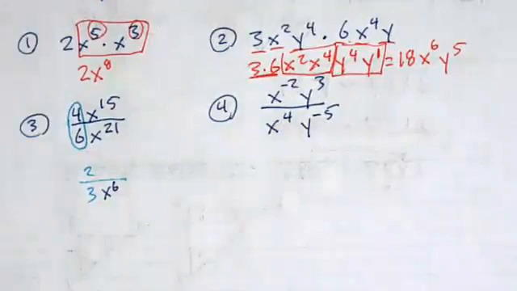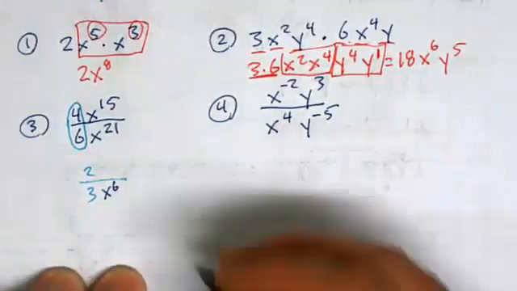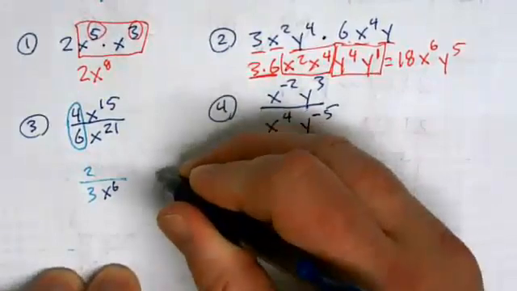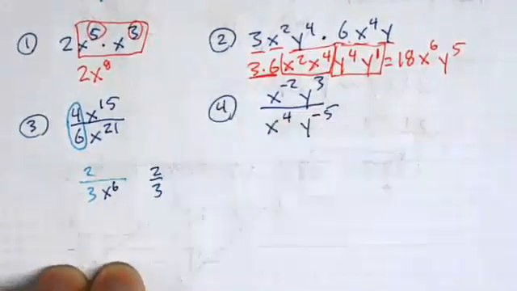Now, I really like what I heard just a second ago. I heard a couple of people say negative 6. So I'm going to go back to my 2 over 3. Here's another way we could do this.